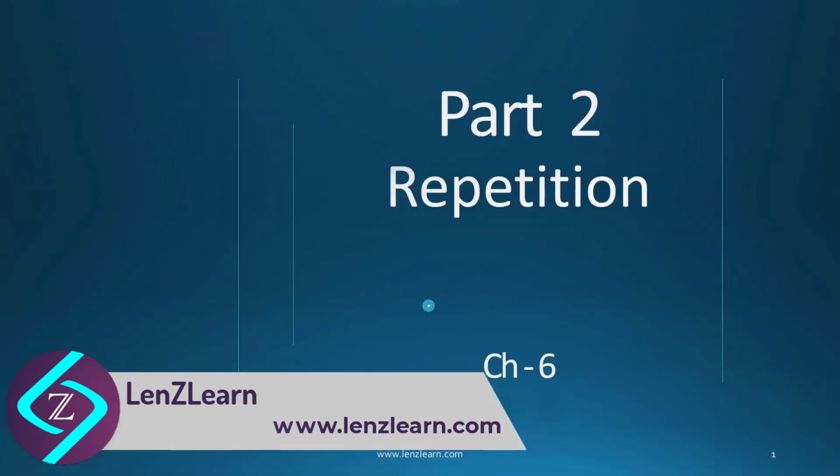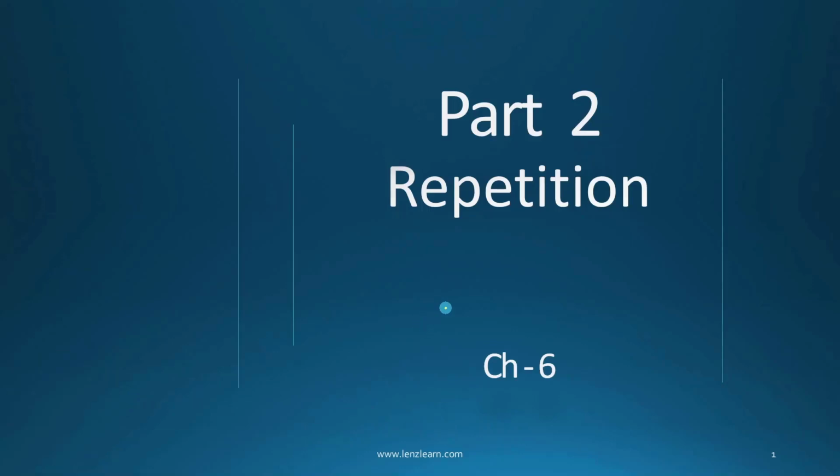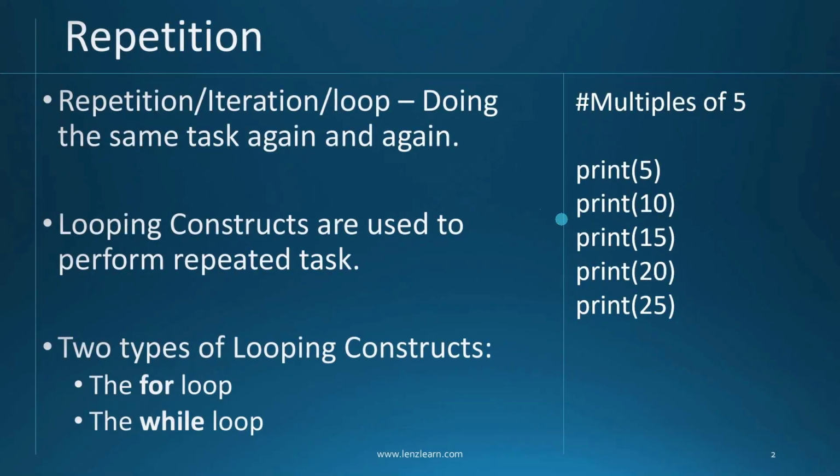In this video, which is going to be the second part of chapter 6, we will study the control structure repetition. Now, in programming terms, a repetition control structure can also be called an iteration control structure, or a looping control structure. This control structure is used when you have to repeat a task again and again in your program.